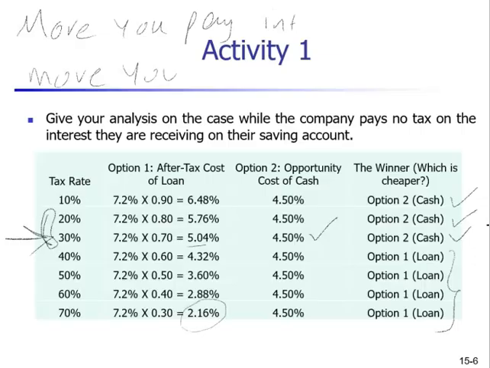Okay, now let's go and do activity 2 together. For activity 2, let's do it in the situation that you pay tax on the interest you are receiving and see what you get. Stop the video and do it on your own.